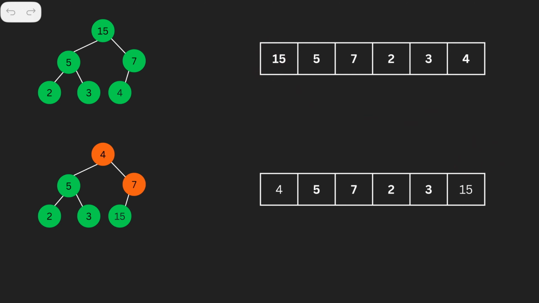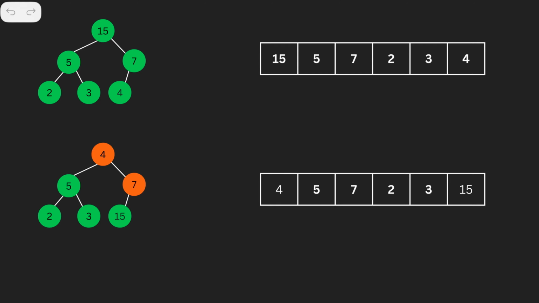So how are we going to exactly place it? We are going to swap the last element with the first element. Now we have 4, 5, 7, 2, 3. Now this swap has ended up breaking our heap property, correct? Similar to the delete operation.